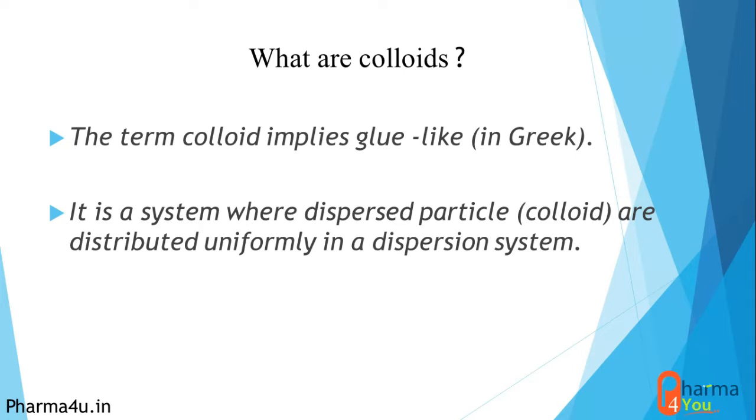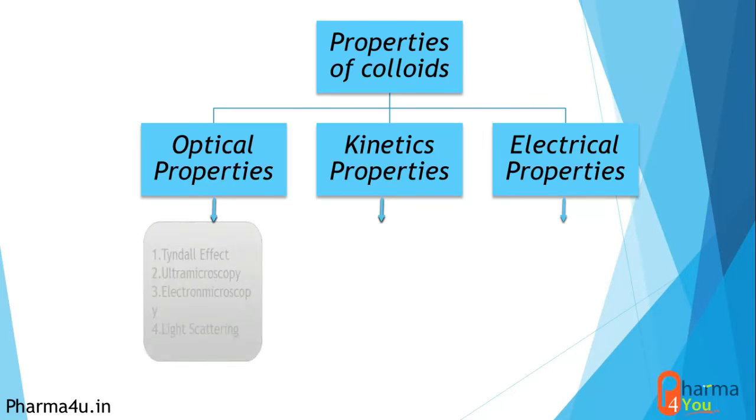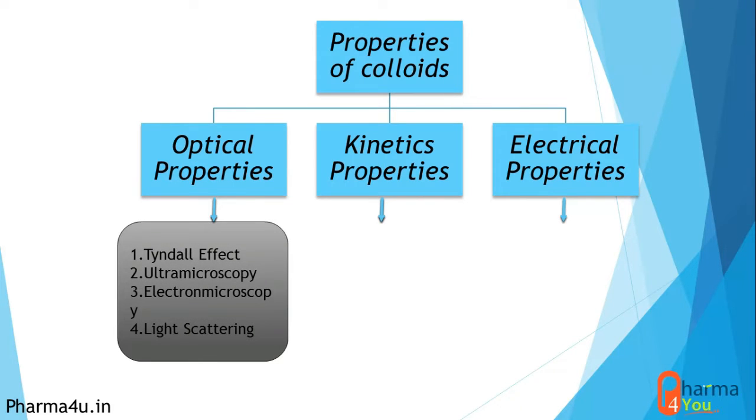If a system has dispersed particles of colloidal range distributed uniformly in a dispersion system, then it is called a colloidal system. In terms of size, 0.5 to 1 micrometer is the particle range in which colloids reside. So there are three major properties of colloids: optical properties, kinetic properties, and electrical properties.